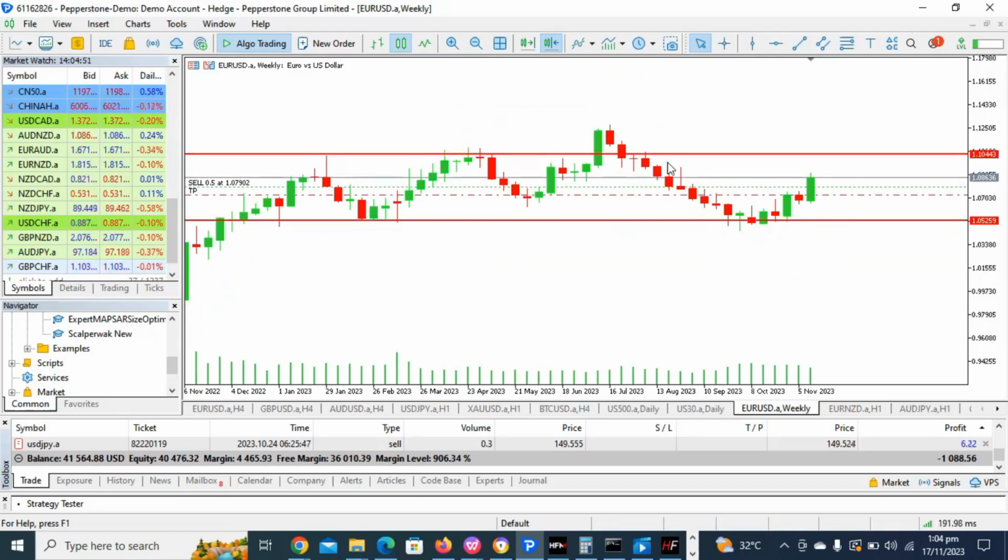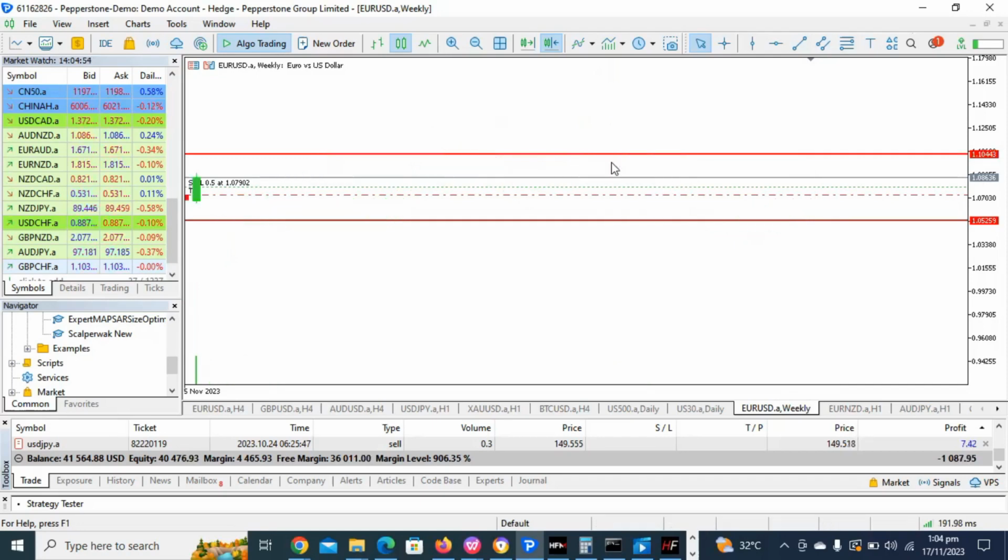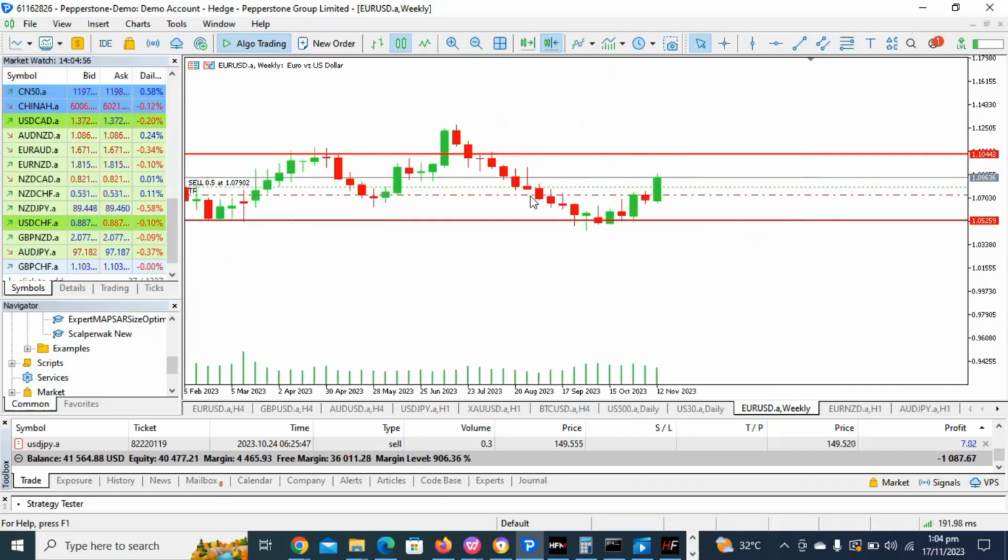Look at it. You see the strength here? But at this point, the market started losing momentum. Then the doji happened. Now, can you see the momentum of the bullish candle? So this is weekly.